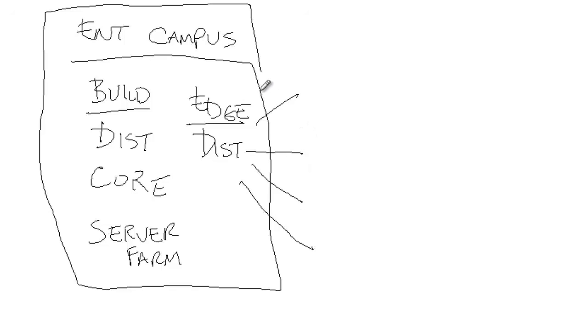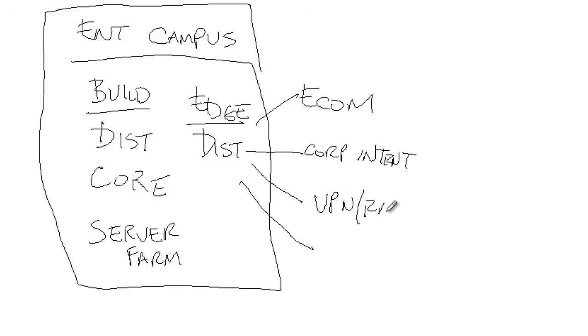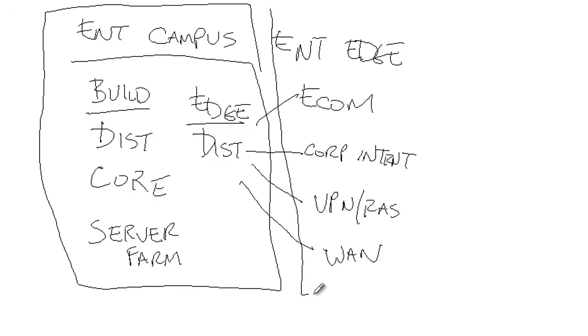And this could be for e-commerce. It could be for corporate internet. It could be for VPN or remote access services or wide area network services. This is the Enterprise Edge module. And then finally, especially when we're using internet services, there is a third module that you need to understand that we're going to connect into.